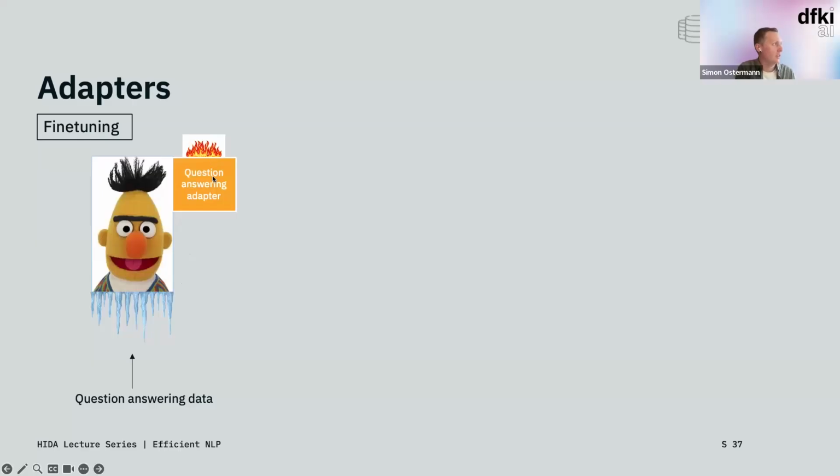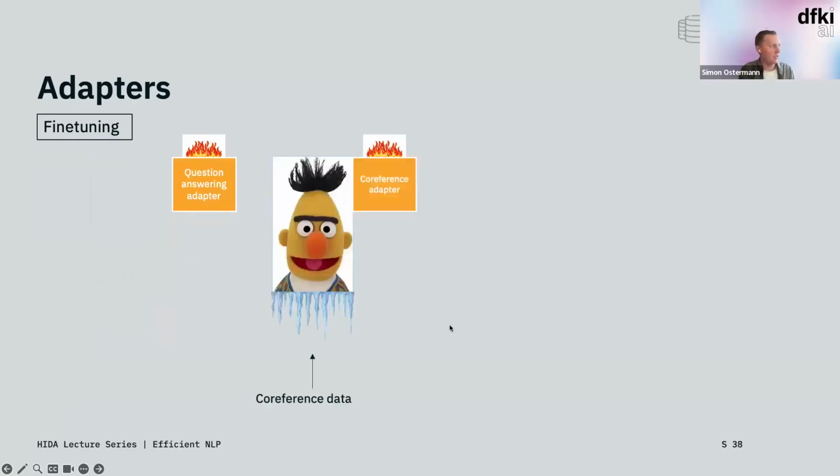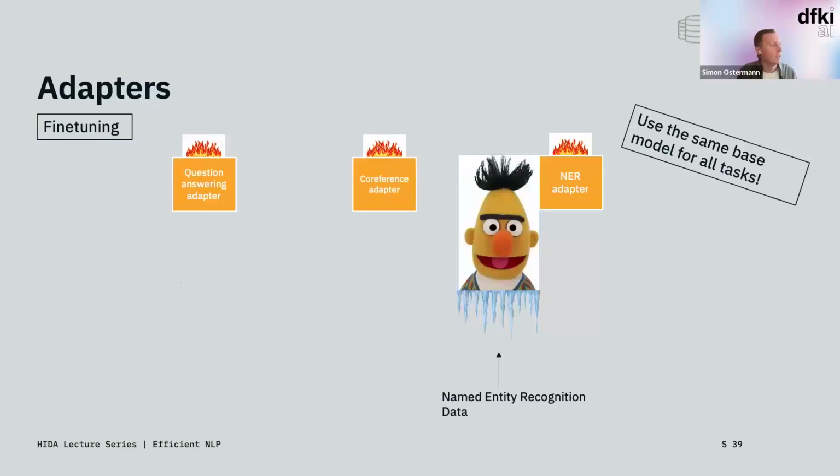So you can train a question answering adapter. The flames here mean that the adapter is trained. And then the fun thing is you can use the same base model and now throw reference data at it and train another set of adapters. And then you have a model that is capable of solving reference resolution, right? And so it goes on.